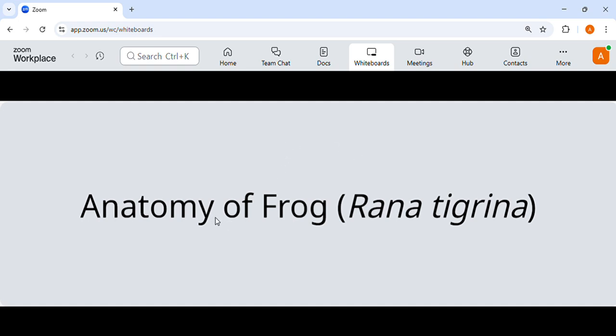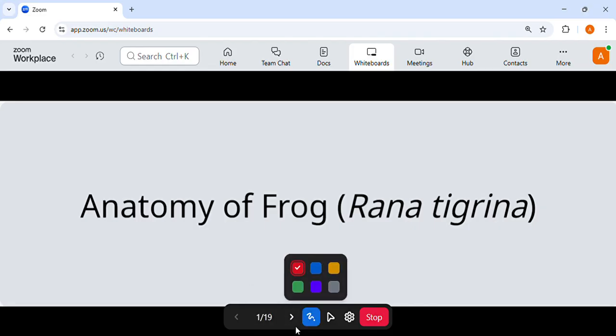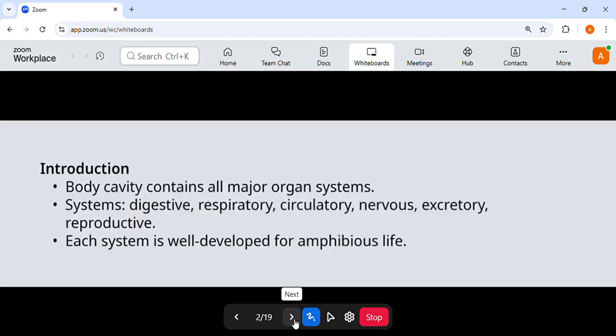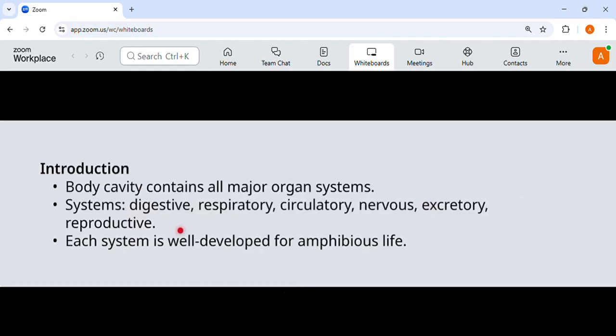Yes, hi everyone. So in today's session we'll be covering the anatomy of frog, Rana tigrina. Let's start where we'll be discussing the digestive system, circulatory system, respiratory system, excretory system, nervous system and reproductive system. Okay. So let's see.